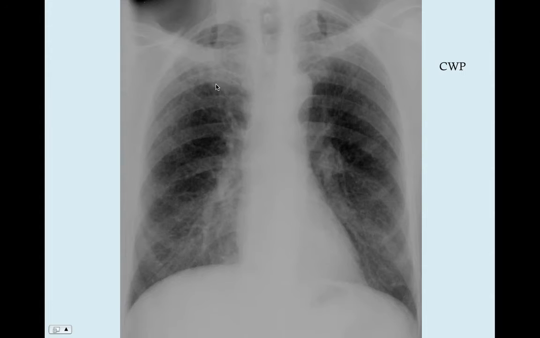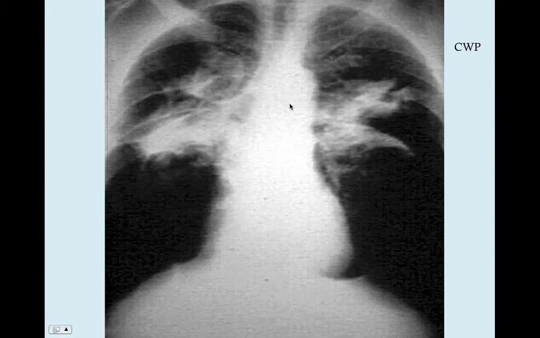So here's some more. This is probably simple CWP, maybe verging on complicated. And this is definitely complicated CWP. So you've got your coalescing nodules here. And of course, it's always going to be important to have your history and your symptoms.